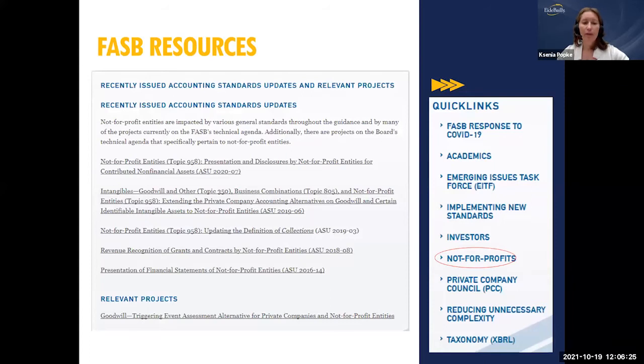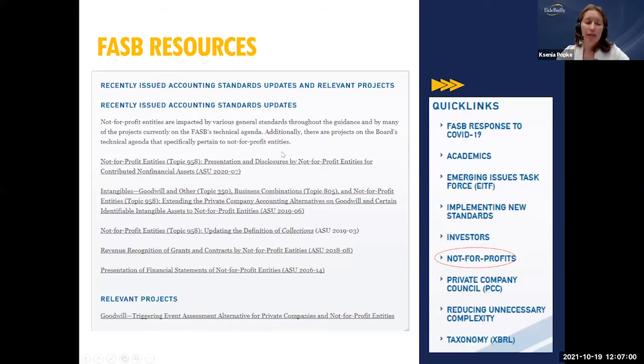So one thing to note, I wanted to provide the group with some resources of where to look at, maybe just a quick glance of what standards are out there and what are some of the projects that FASB has taken for not-for-profits. This is a snip from FASB's website. If you go to that and look at quick links on the right-hand side, there is a section devoted to not-for-profit organizations. So if you click on that, you will be taken to the not-for-profit page of FASB that has a lot of resources, meeting minutes for the not-for-profit advisory committee and so forth.